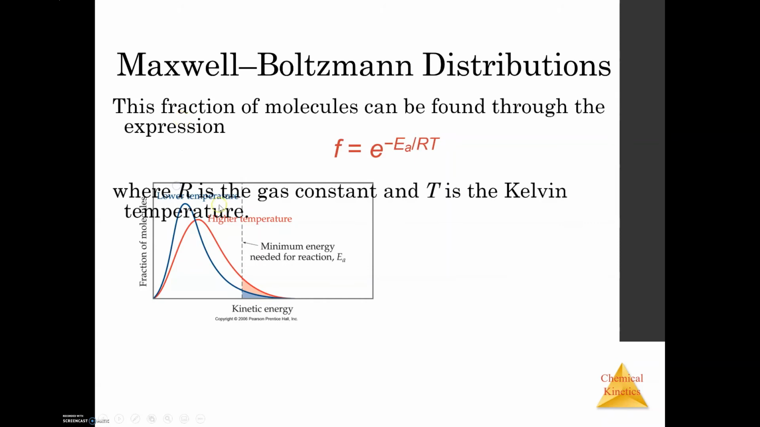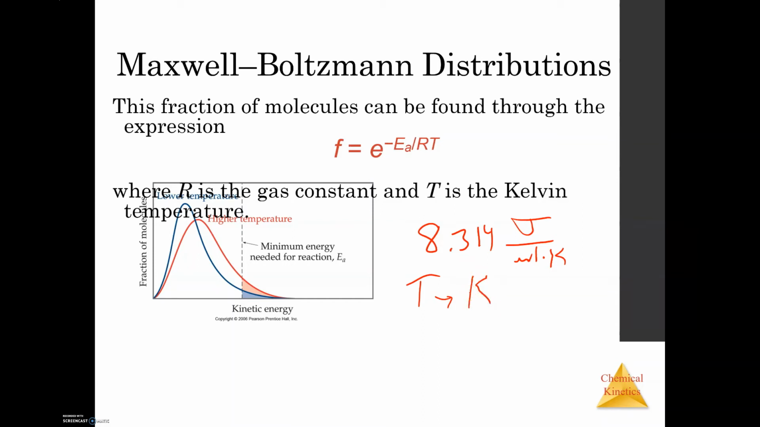Now, I know that this graph is kind of offset, not sure how that happened, but we're going to go with it. The fraction of molecules can be found through the expression f = e^(-Ea/RT). Ea is your activation energy. R is 8.314 joules per mole per Kelvin. Do not forget that. T is your temperature.